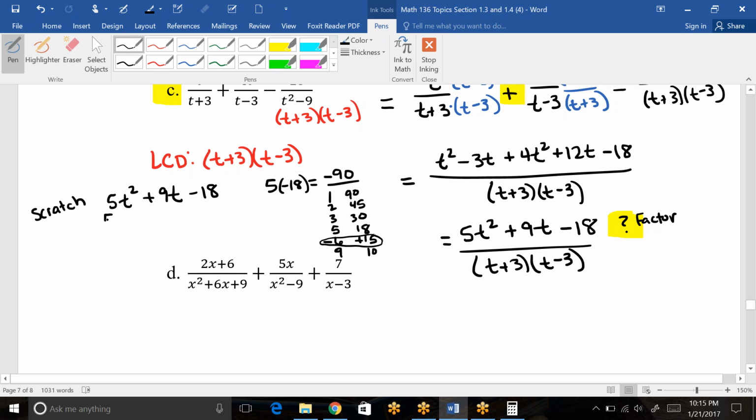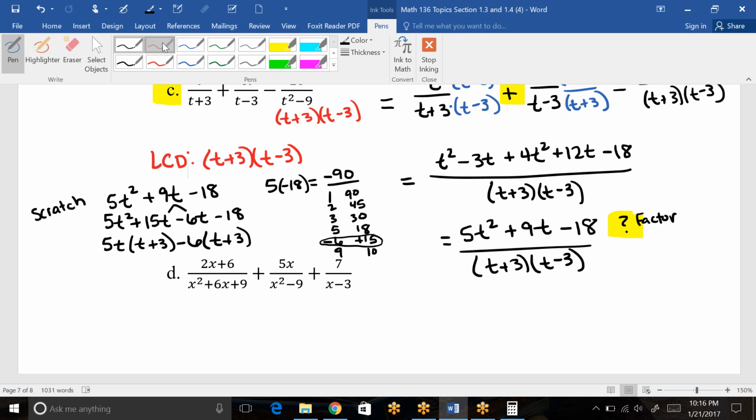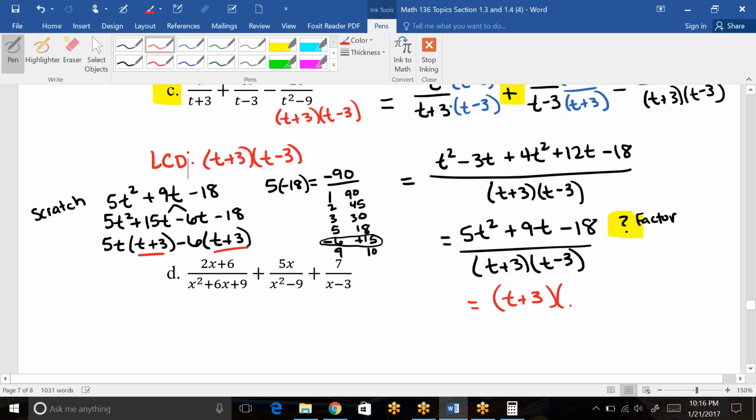So we're going to split this up now, and you can put either one you want first. I'm going to put the 15 first. So plus 15t minus 6t, so notice that's this guy, minus 18. Pull a 5t out of the first pair. That would leave me with t plus 3. This leads with a negative, so pull a negative, and 6 goes into both numbers, so pull out a 6. And that would also leave me with a t plus 3. So it's really good thing that I checked this, because that guy is a common factor with something on the bottom. So this top factors into t plus 3 and 5t minus 6.